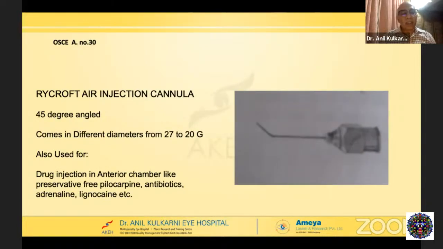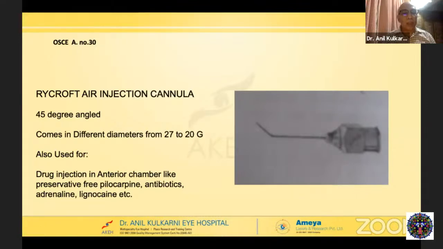The specialty is that it is a 45 degree angled cannula. It comes in different gauges. What we normally use ranges from 20 gauge to 27 gauge. 27 obviously is the smaller one, 20 is the bigger one. It is also used for drug injection in the anterior chamber.